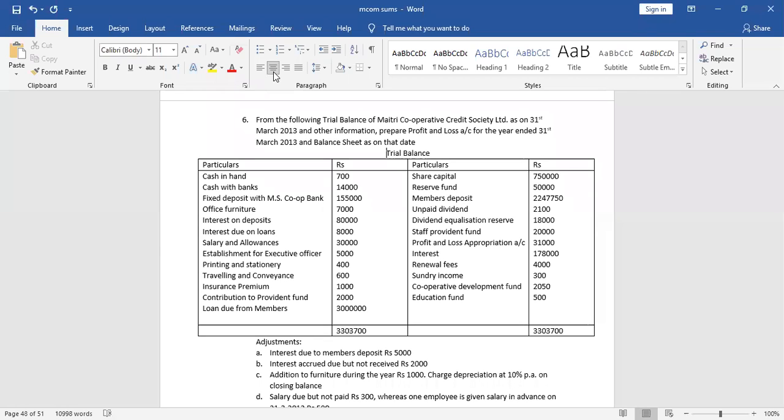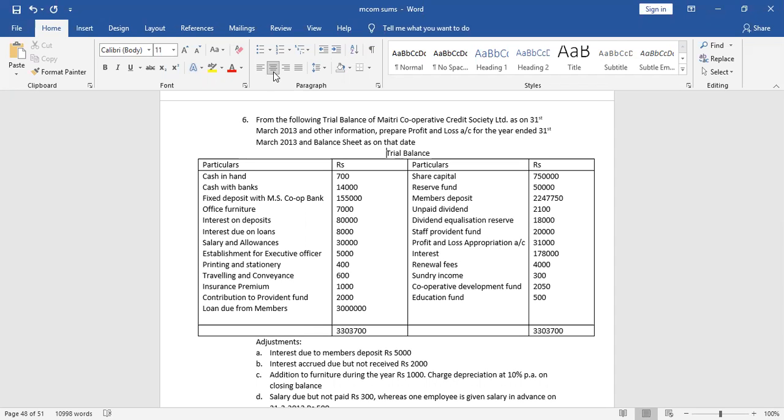Establishment for executive officer. So this is an expense. So this will come in the profit and loss account. Printing and stationery, profit and loss account. Traveling and conveyance, profit and loss. Insurance premium, profit and loss. Contribution to PF, profit and loss. Loan due from members. This is loans and advances, is the asset.